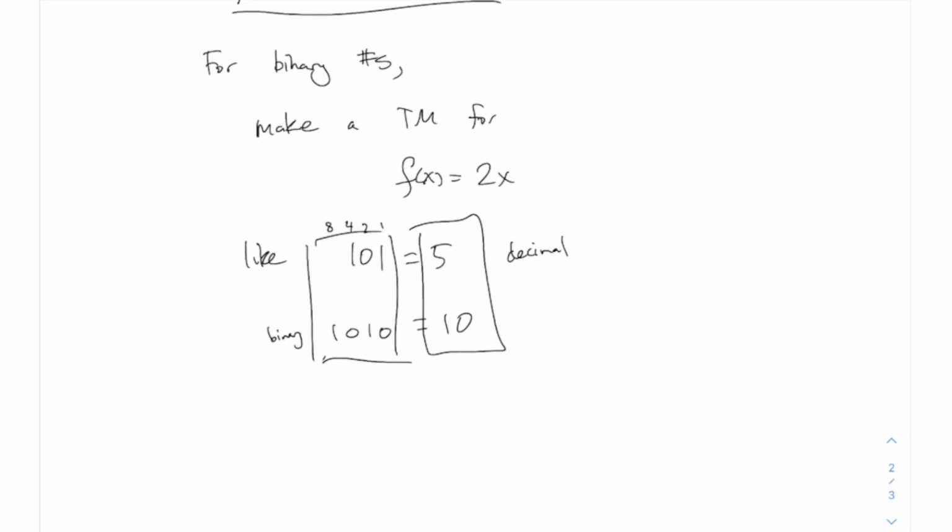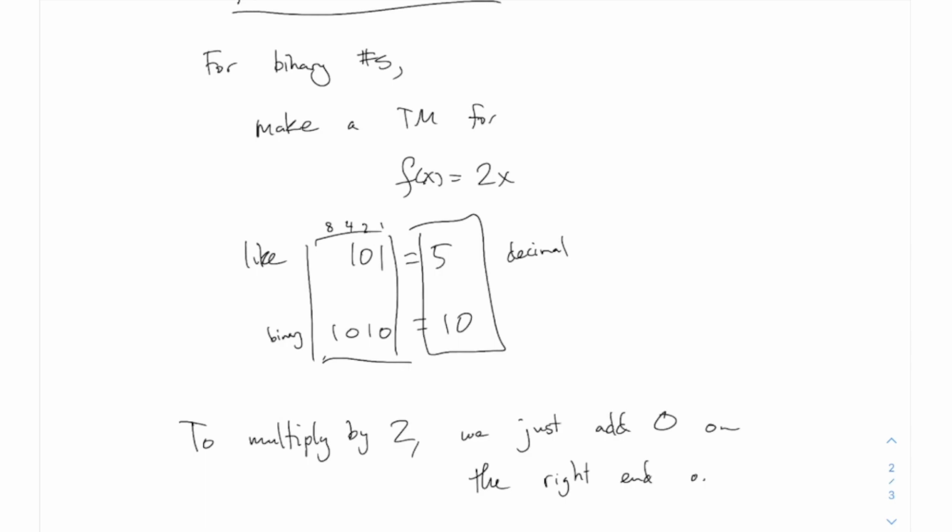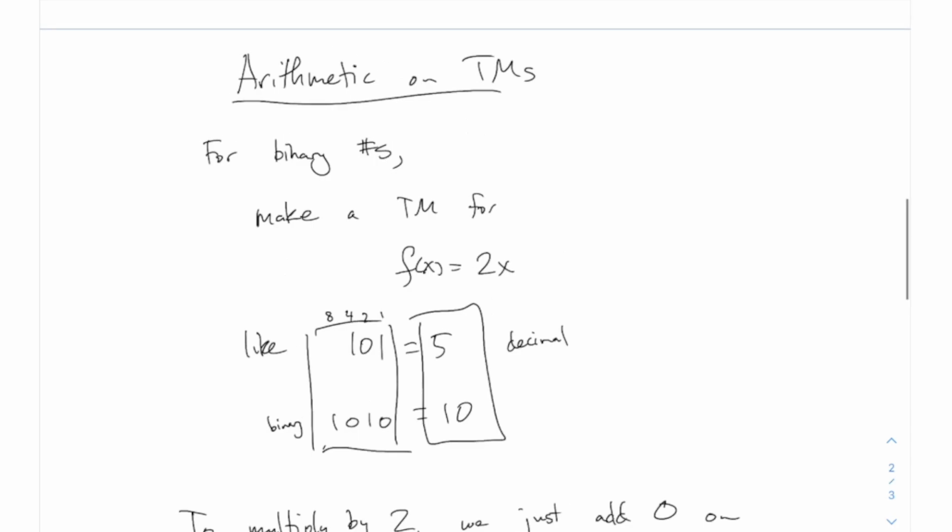So anyway, to multiply by 2, we just add a 0 on the right end of the number. And so this is actually pretty easy to do on a Turing machine, right?